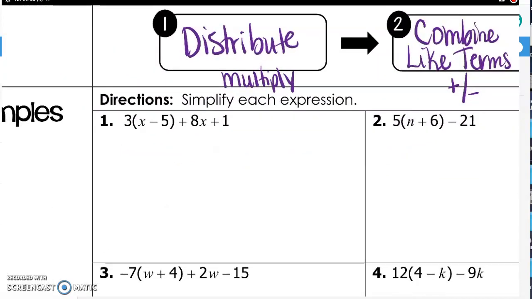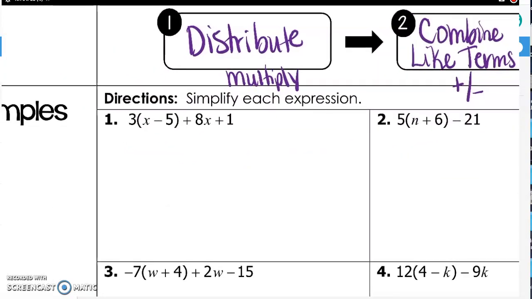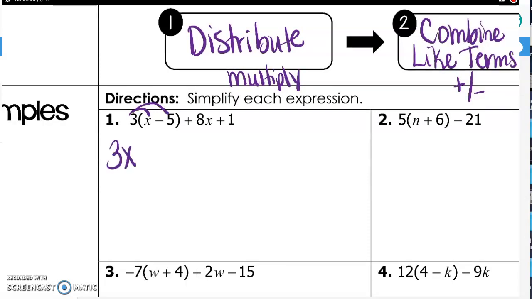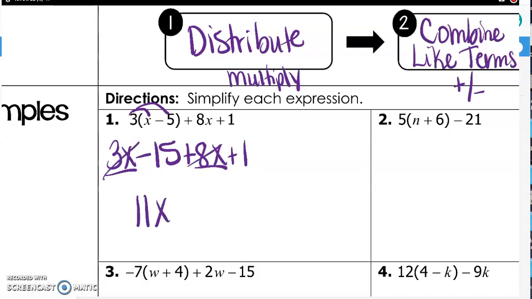So if we look at number 1, our first step is to distribute the 3. So 3 times x is 3x, and then minus 15. 3 times negative 5 is negative 15. Then bring down the plus 8x and the plus 1. Those just come back down. Now we can combine our like terms. 3x plus 8x is 11x. Negative 15 plus 1 is negative 14. So 11x minus 14. So again, if you say negative, when you put numbers together, you put a minus sign. Otherwise, it's a plus sign.